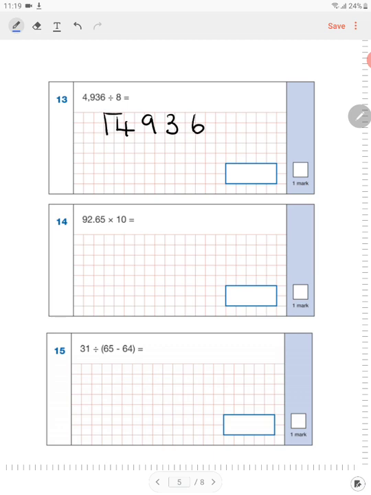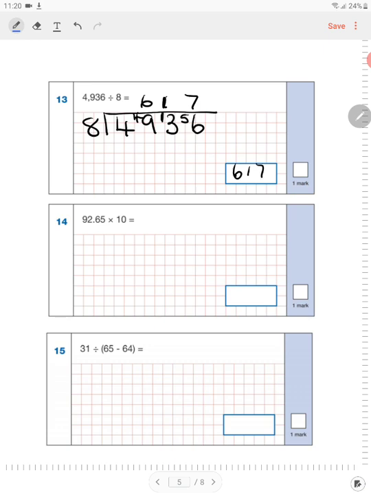4,936 divided by 8. They deliberately didn't give you the setup, but this is what you should have been doing. 8 into 4, don't go. You can write a 0 or leave it blank. So 8 into 49 now goes 6. 6 8s are 48, leaving me with 1 left over. 8 into 13 goes 1 with 5 left over. 8 into 56 goes 7 times with nothing left over. So my answer is 617.